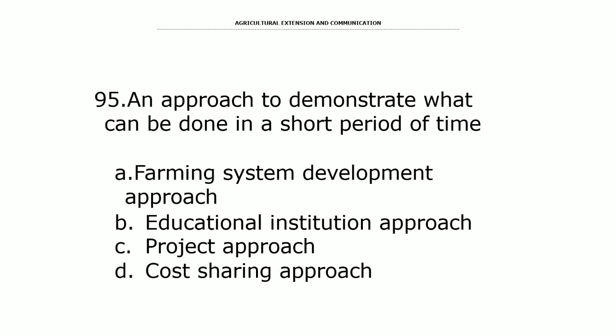Number 95. An approach to demonstrate what can be done in a short period of time. A. Farming system development approach. B. Educational institution approach. C. Project approach. Or D. Cost sharing approach. The answer is project approach.